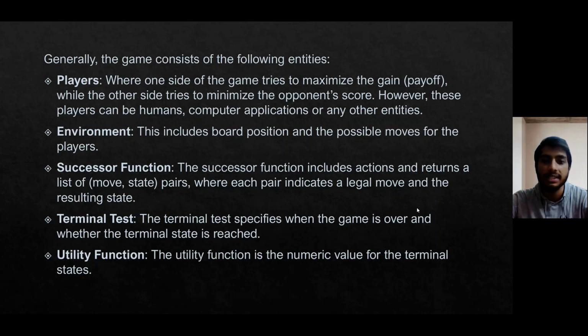Successor function. The successor function includes the action and returns a list of pairs where each pair indicates a legal move and the resulting state. Terminating state. The terminating state specifies when the game is over and whether the terminal state is reached or not. Utility function. The utility function is the numeric value of the terminal state.